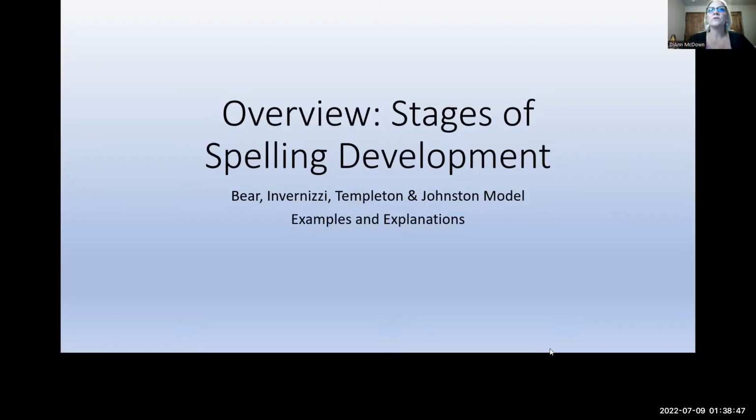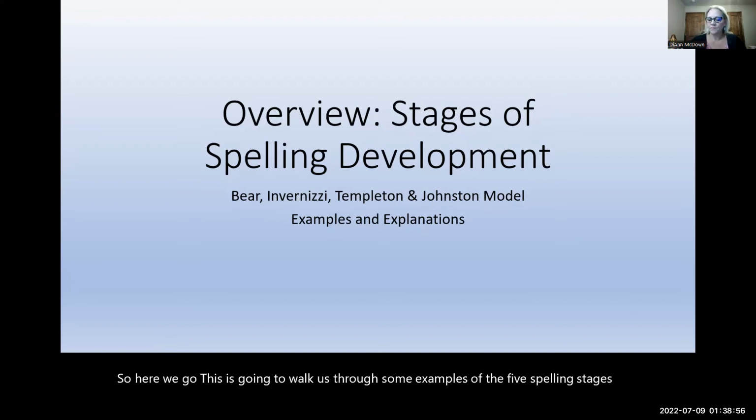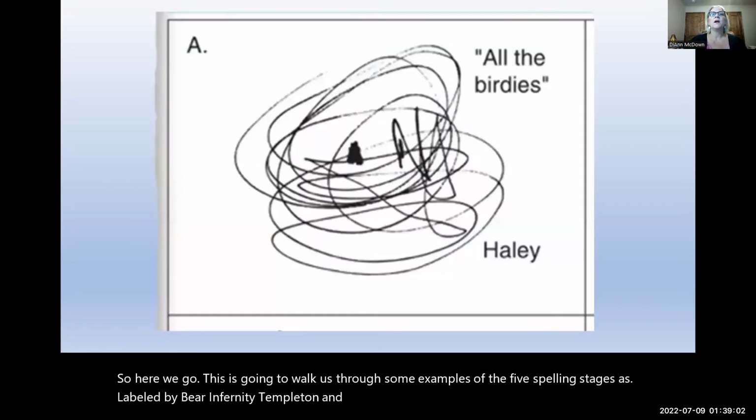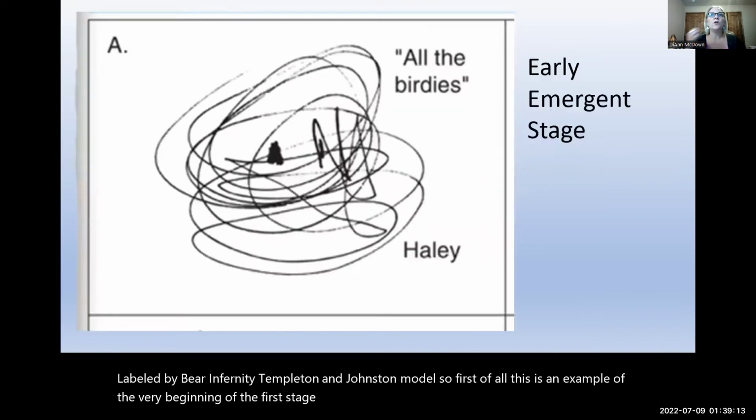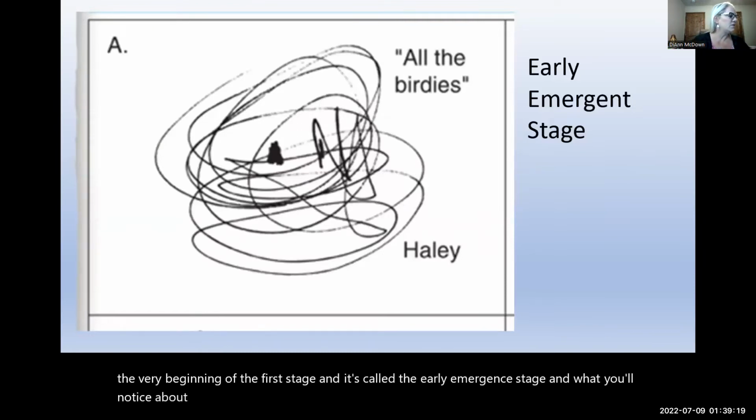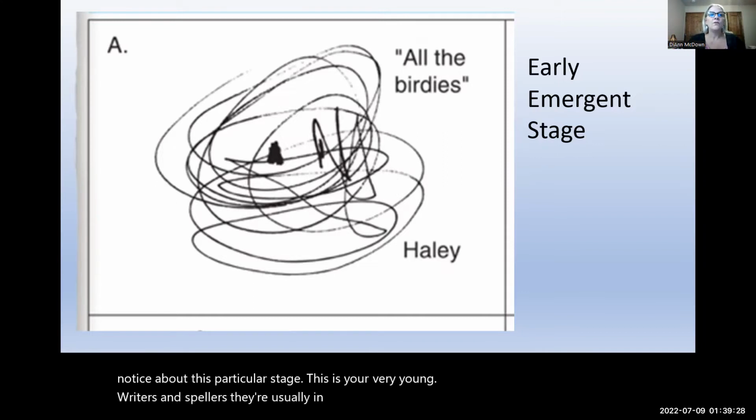So here we go. This is going to walk us through some examples of the 5 spelling stages as labeled by the Invernizzi, Templeton, and Johnston model. So first of all, this is an example of the very beginning of the first stage, and it's called the early emergent stage. And what you'll notice about this particular stage, this is your very young writers and spellers. They're usually in the age 2 to 5 range.